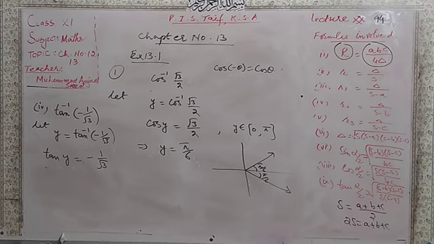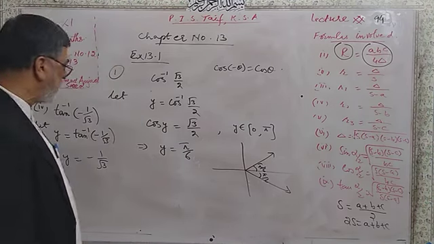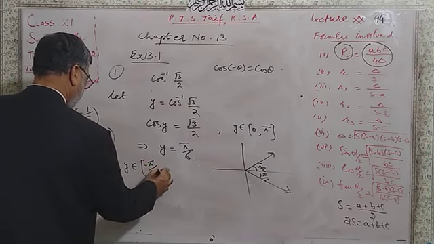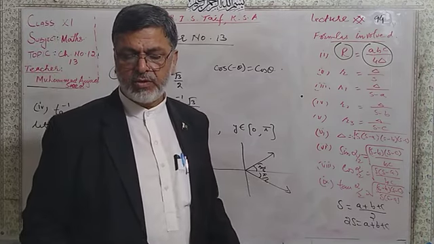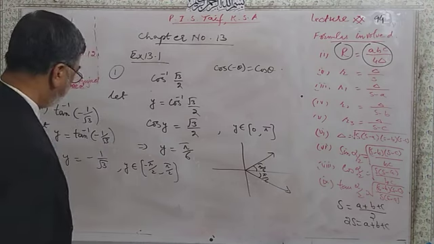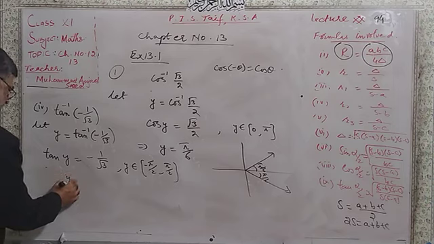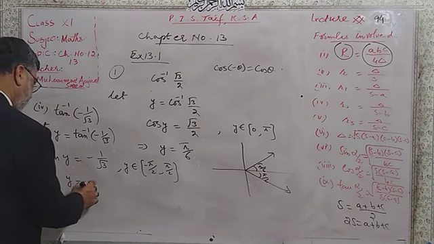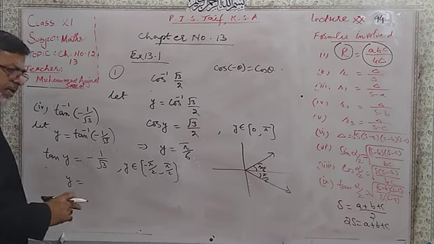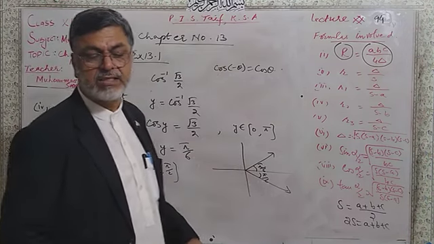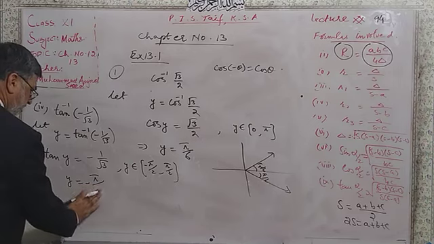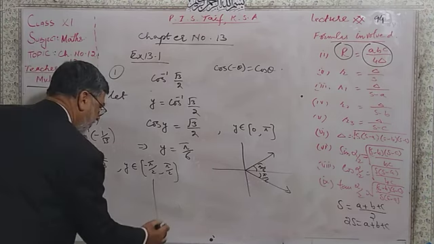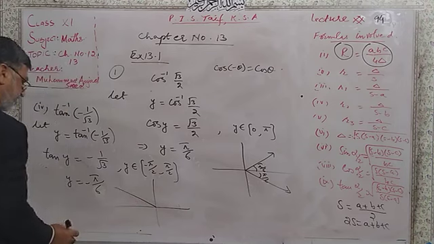So dear students, tangent is negative and minus 1 over root 3 is basically inside the range of minus pi by 2 to pi by 2. So what will be that? y is equal to, this is 30 degrees in fact, yes, this is minus pi by 6, that is minus 30 degrees. And you can check where minus 30 degrees is located, here.